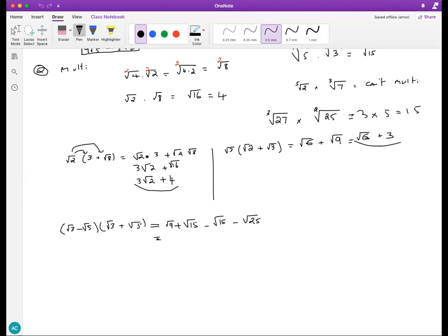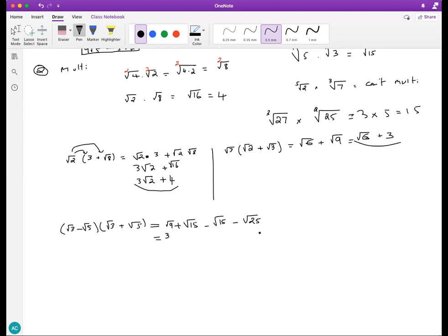All right, what do you think happens next? It's radical 3 squared minus radical 5 squared, right? Radical 3 times radical 3 is radical 9. What is radical 9 equal to? Square root of 9, 3.